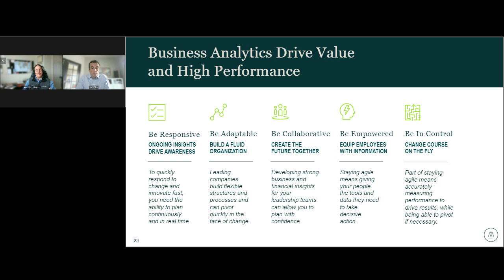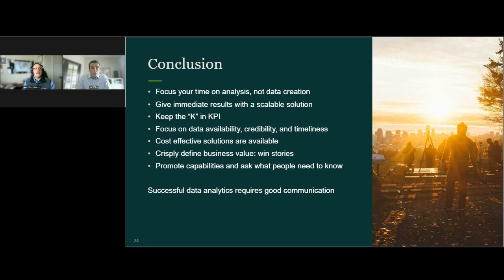And then there's this virtuous cycle you'll get into where if you have data, you can be responsive. And when you see that, you can be adaptable, and when you're adaptable, your teams can collaborate and be empowered and in control. But all of that starts at the beginning with just having the data to be responsive and to see what's happening there. So in conclusion, just a few key points here. One, just make sure things communicate really well. You're thinking about that dashboard perspective or the instrument panel perspective and keeping the K in KPI. So it's all about building that good communication.